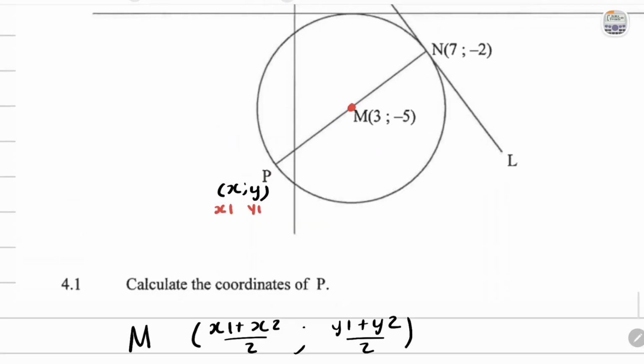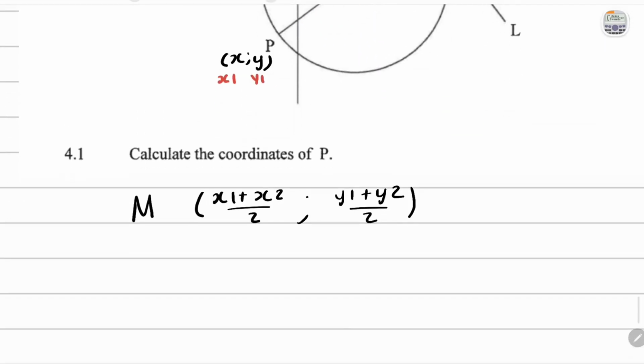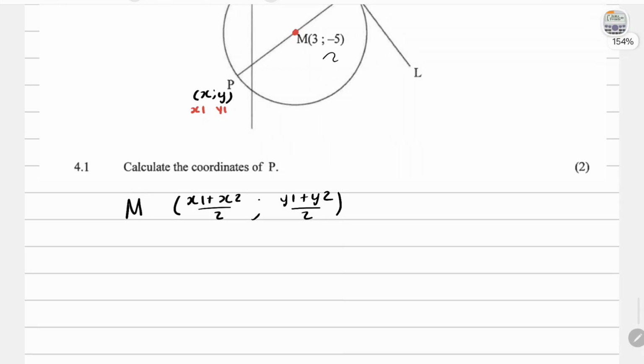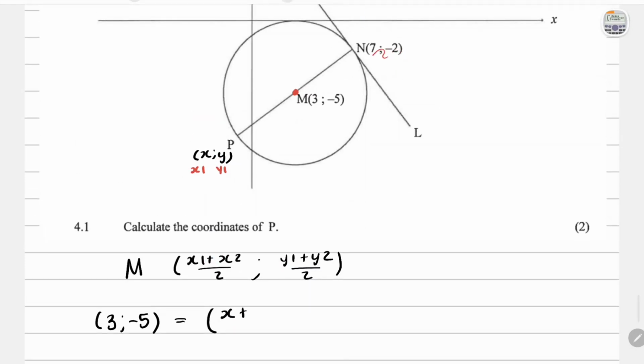Okay, so we have that and we're just going to substitute it in. So we already know what the midpoint is. It is 3 and negative 5. But to find the midpoint, we use this. So x1, which is x, plus x2, which is these ones, and I didn't name them, x2, y2.